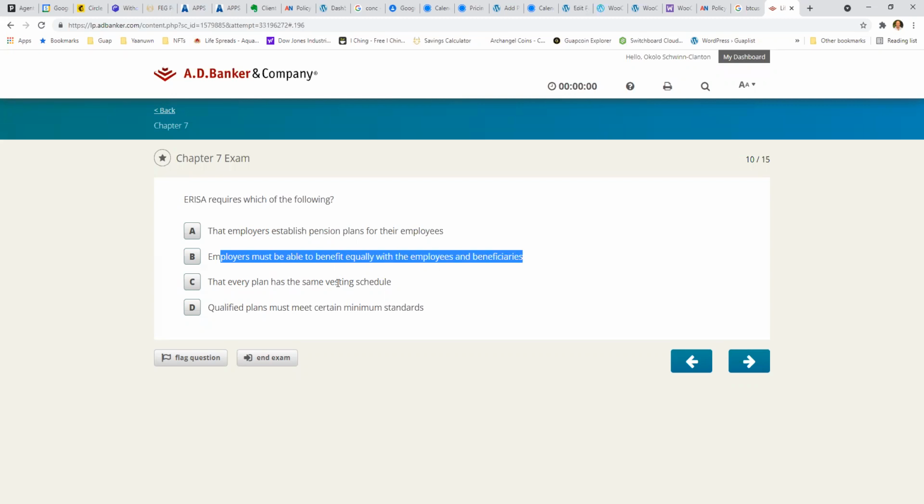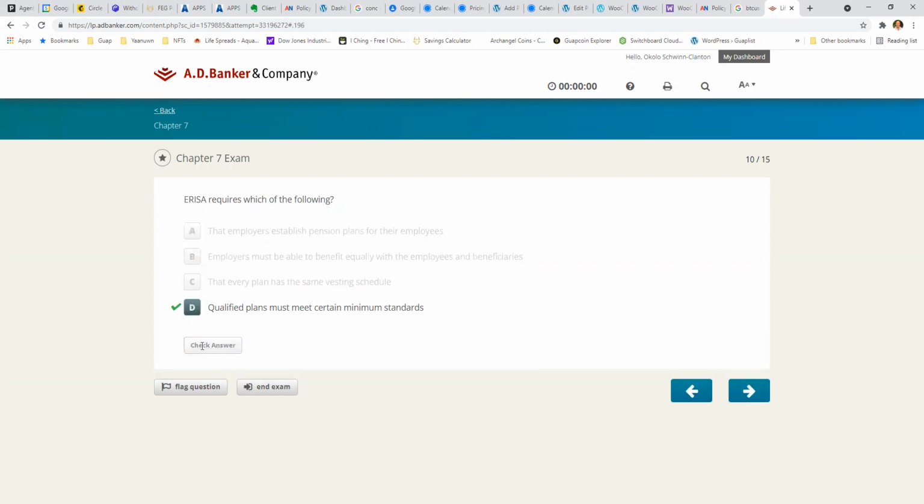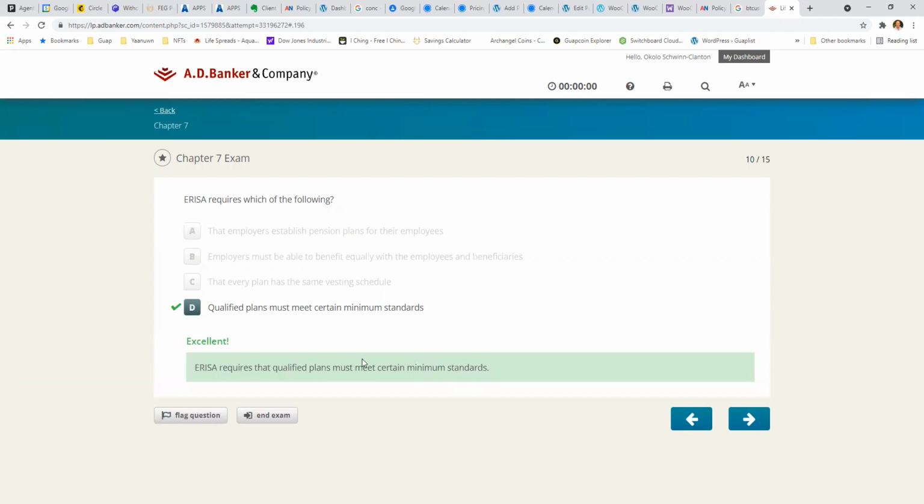That every plan has the same vesting schedule. Qualified plans must meet certain minimum standards. Well, D seems so obvious. Yeah, ERISA requires that qualified plans must meet certain minimum standards. But apparently none of these three are one of them.